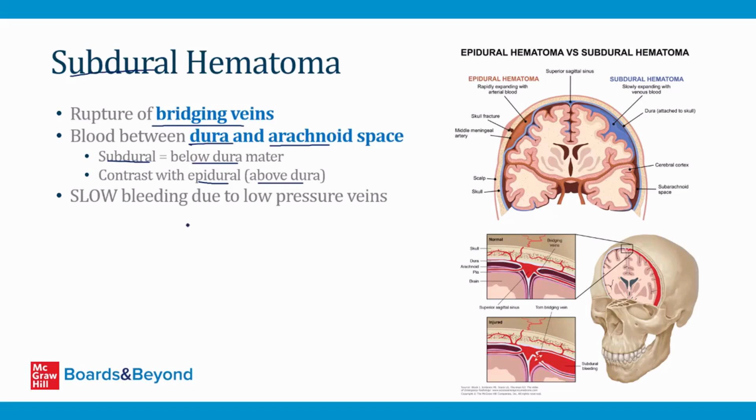And because the damaged vascular structure here is a vein, which has lower blood pressure compared to arteries, the bleeding in subdural hematomas tends to be slower because of the low pressure veins, and so the symptoms aren't always as abrupt or severe as in epidural hematoma.